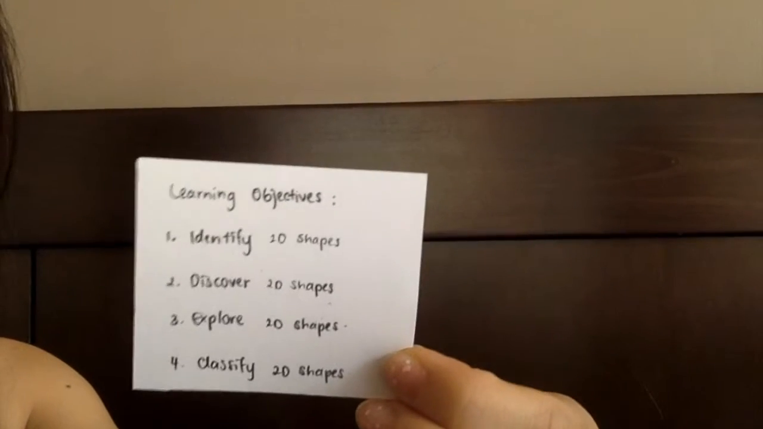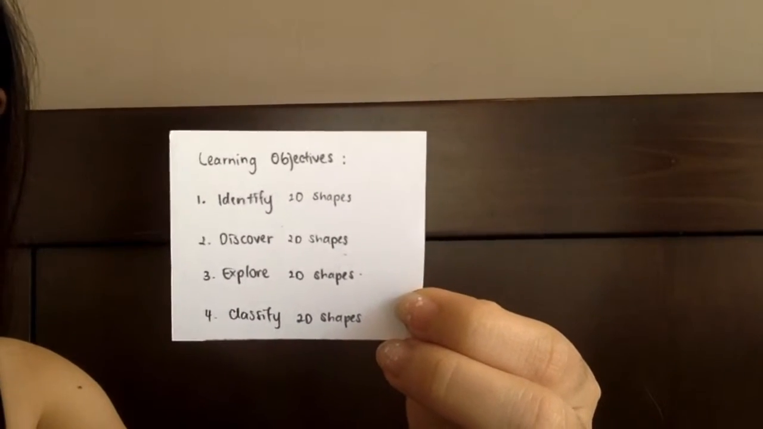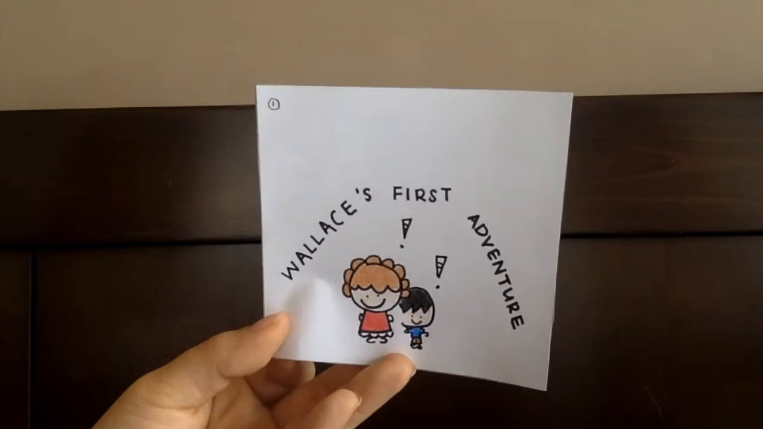So in this video, we will be explaining our storyboard of 2D shapes. The learning objectives in this video would be to identify 2D shapes, discover 2D shapes, explore 2D shapes, and also classify 2D shapes. So the video in this story would be called Wallace's First Adventure.